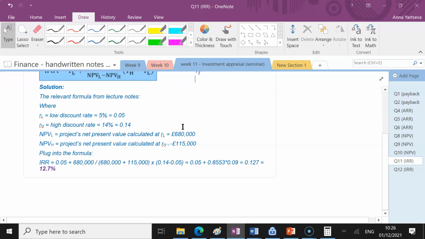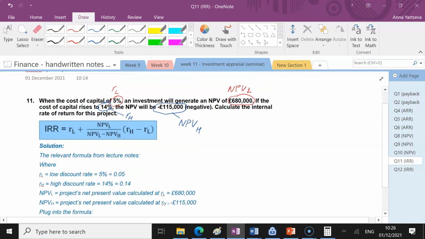It's a trial and error method. You won't get the exact results straight away, but that's how it's done. We've been given these net present values, and all we need to do in this exercise is just to plug them in. And that's all.